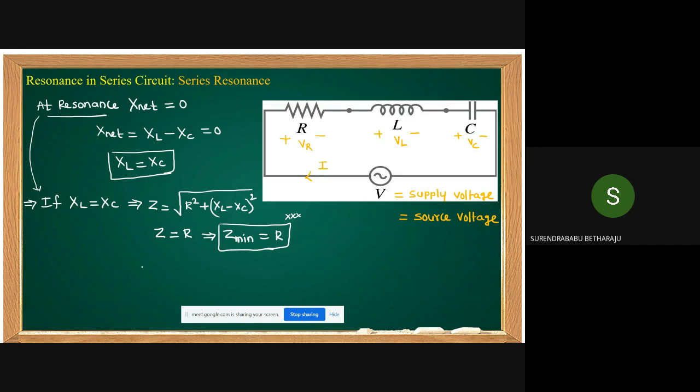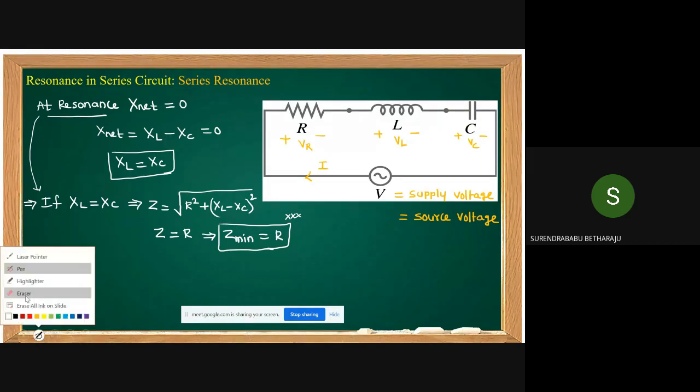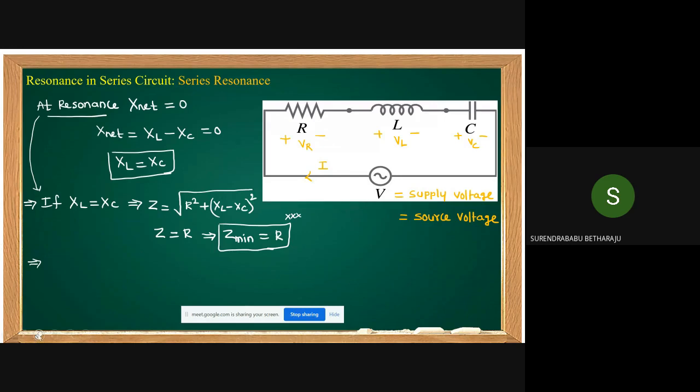Point to remember: if the impedance is minimum, then what is the current at resonance condition? This is the impedance at resonance. Then what is the current at resonance?